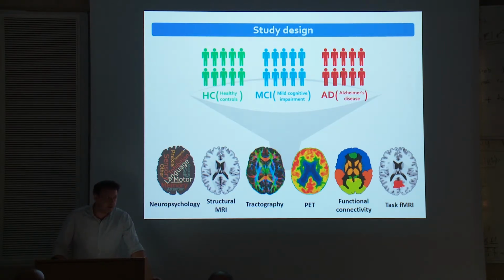These are patients that are not demented, but they exhibit a cognitive decline. This could be considered a prodrome, right? A prodrome of Alzheimer's disease. And these three separate groups underwent this pipeline, and I'll show some of our results.